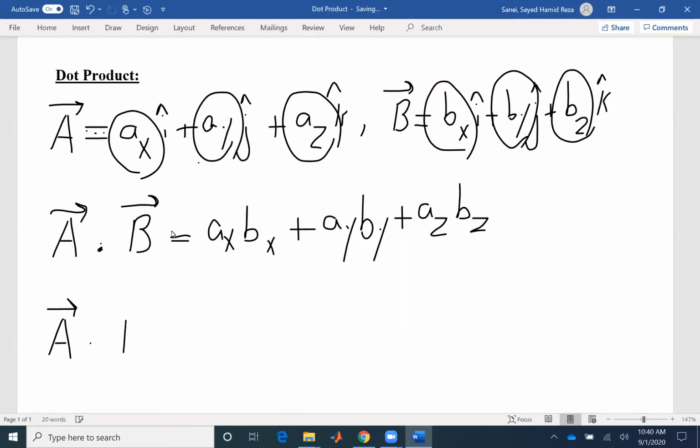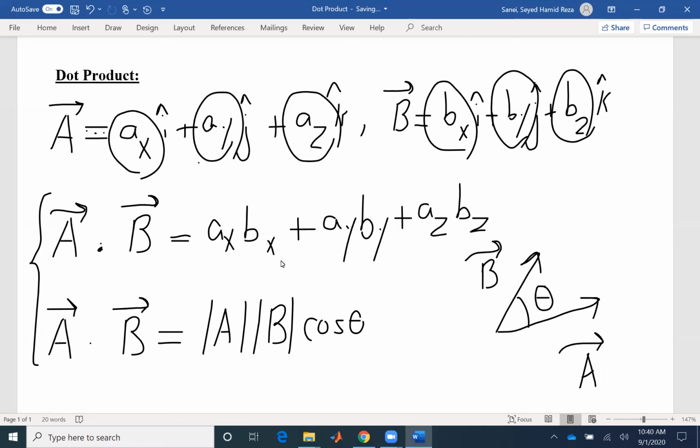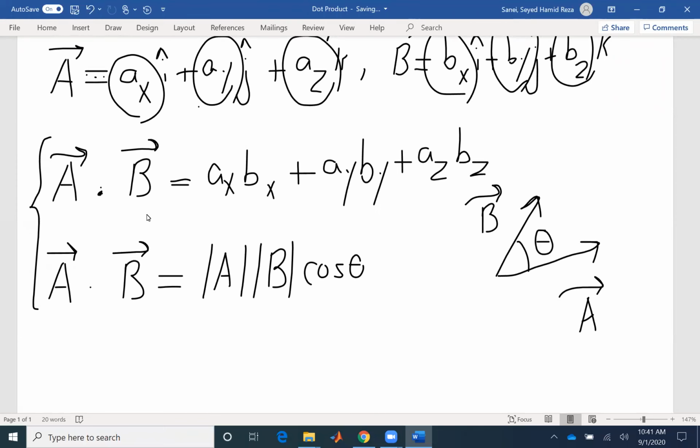Also, another definition, A dot B would be the magnitude of A times the magnitude of B cosine of the angle in between. So if we have a vector A, and then we have a vector of B, and we have the angle between the two. For dot product, we could use either of the formulations.